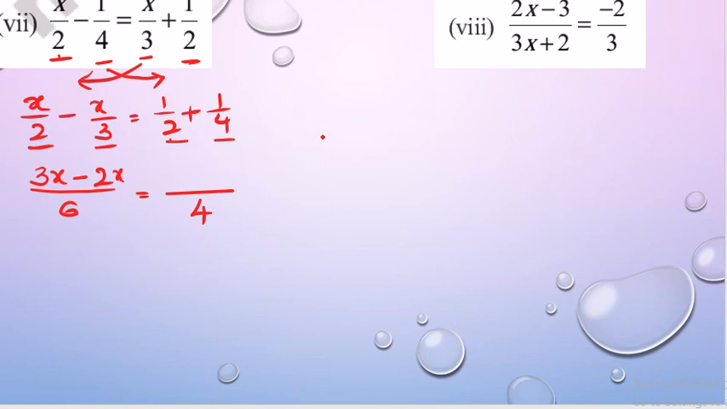Now in the 2 table, when will you get 4? 2 times. So 2 into whatever the numerator, 2 into 1 is 2, plus 1 time, so 1 into 1 is nothing but 1. So 3x minus 2x is nothing but x. So x divided by 6 is equal to, this is nothing but 3 divided by 4.